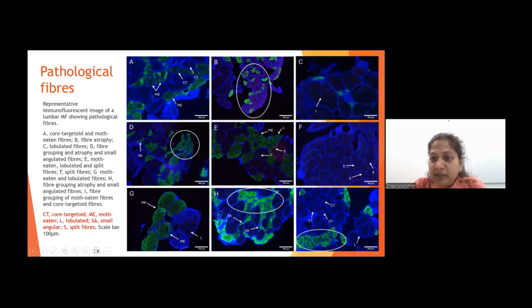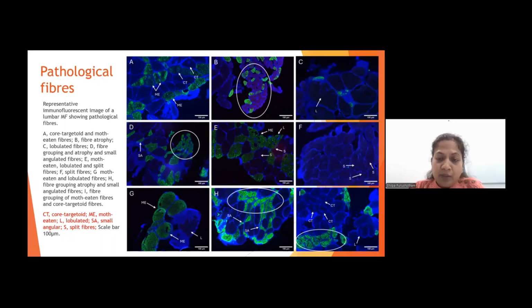And you can see in this image a lobulated appearance of fibers and some split fibers here, as if the fiber is trying to split away into two. And again, more here, moth-eaten appearance of the fibers and lobulation, and some group atrophy and fiber type grouping. We also saw some small angulated fibers, as you can see in a number of images. So these are all the pathological signs that we came across in multiple segments, including the samples that we thought were normal.